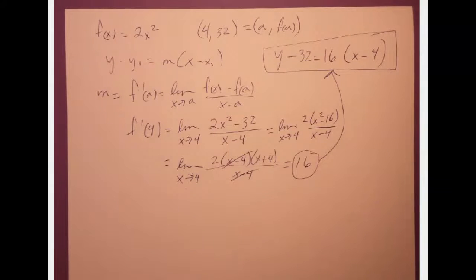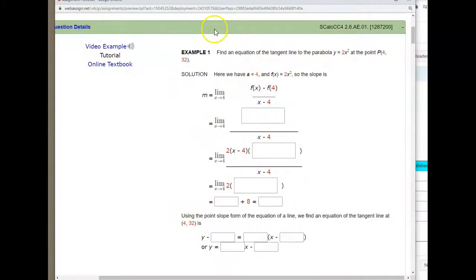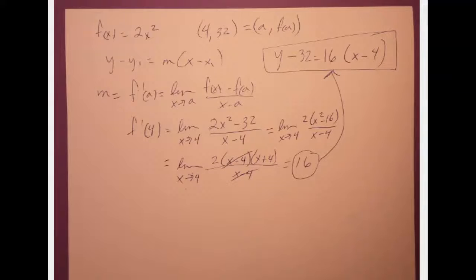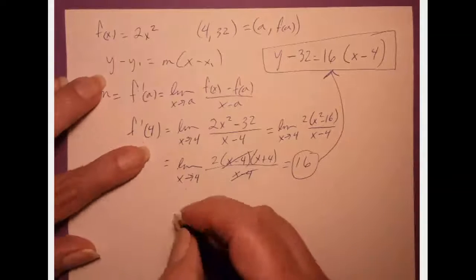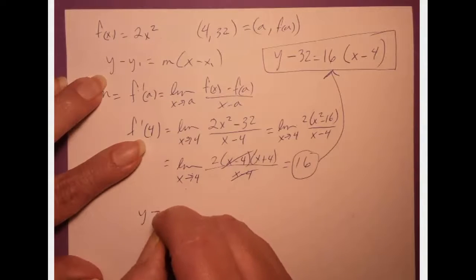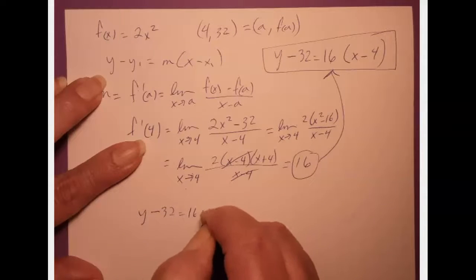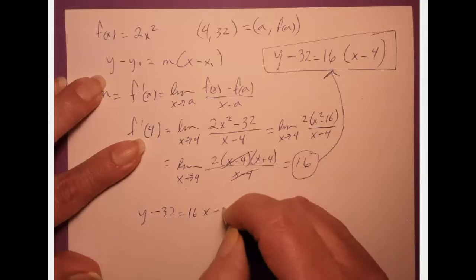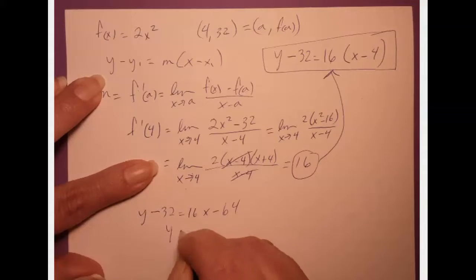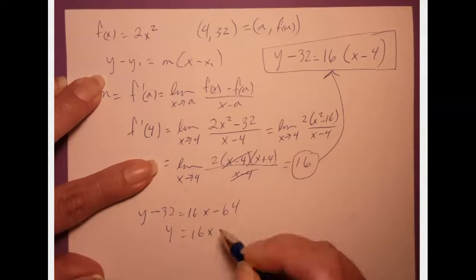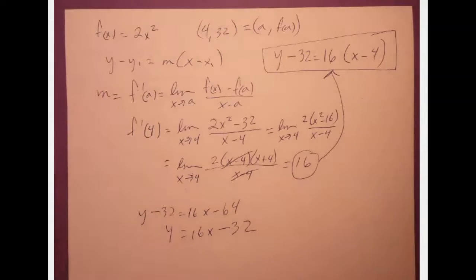So let's go back to what WebAssign has and take a look. They say y minus, and then they actually solve for it. So you'll have to distribute it out. So we'll go ahead and solve for y here. This is not required for me usually. So this will be y minus 32 is equal to 16x minus 16 times 4, I think is 64. So y is equal to 16x minus 32. And that should be the answer.